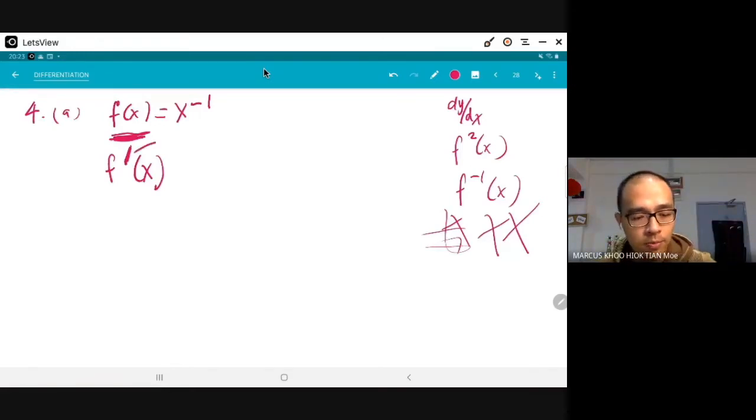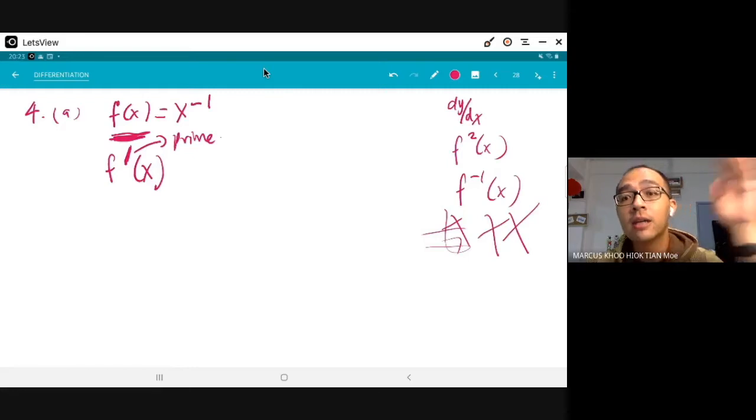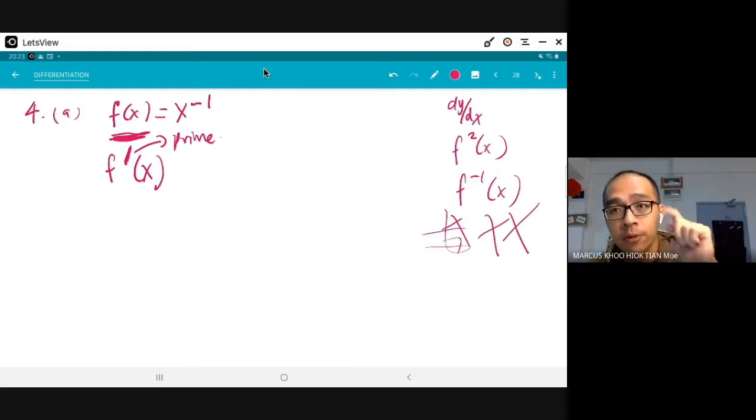Prime, like Optimus Prime or Prime Minister or whatever prime thing. Okay, so we call it f prime x, also known as dy dx, also known as the first derivative, also known as the first time differentiation. Same thing. But we still hold on to the same principle. How do we find the first derivative?